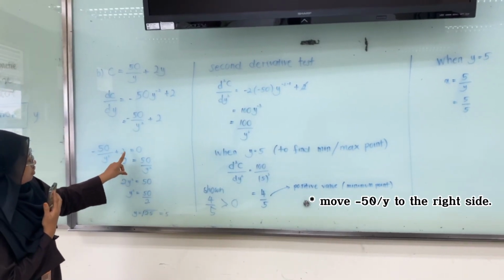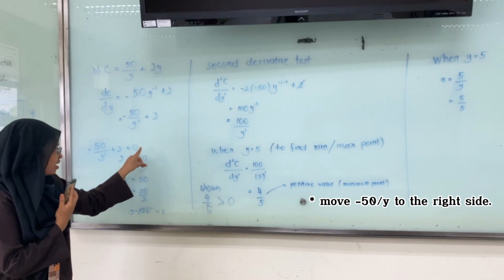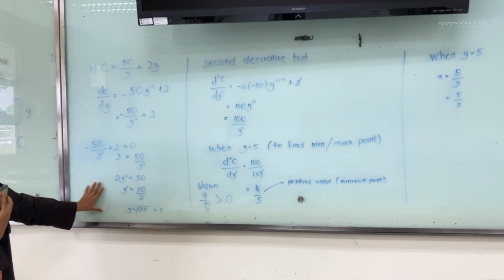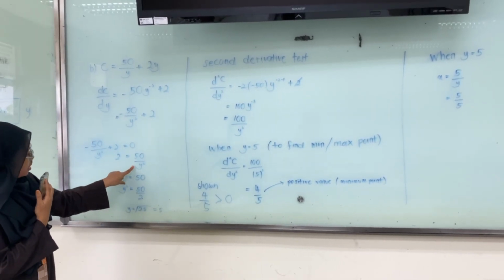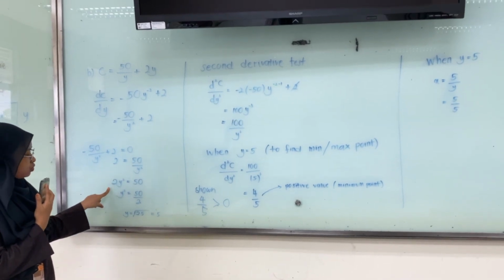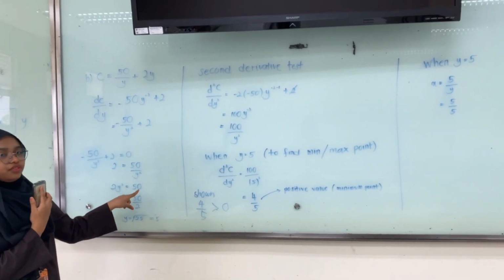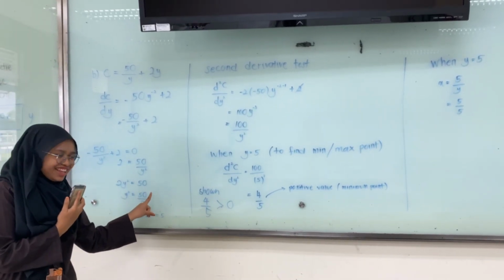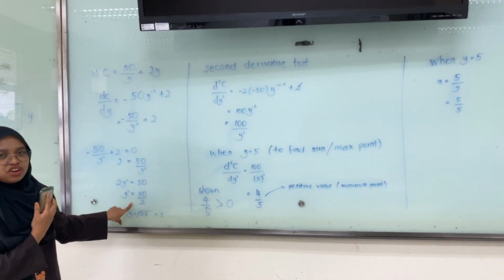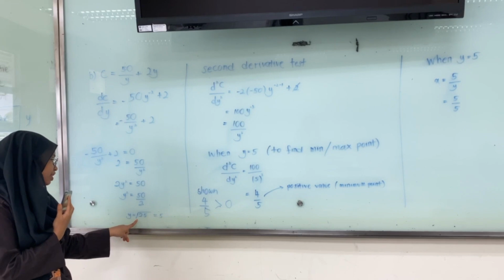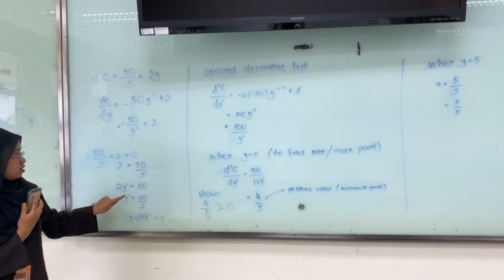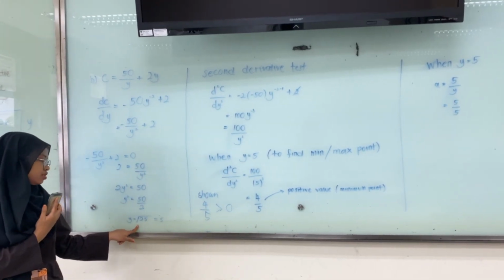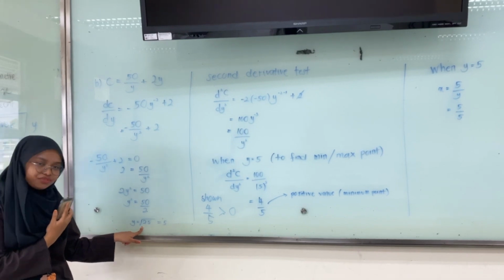and 2 will move to the other side and become 2 equals 50 over Y square. Next, we move Y square to the 2 side and we get 2Y square equals 50. Then 2 moves to the 50 side and we get Y square equals 50 over 2, and we get 25. Then we want to find only Y, so we have to move the power of 2 to the other side. We square root the 25 and we get 5.